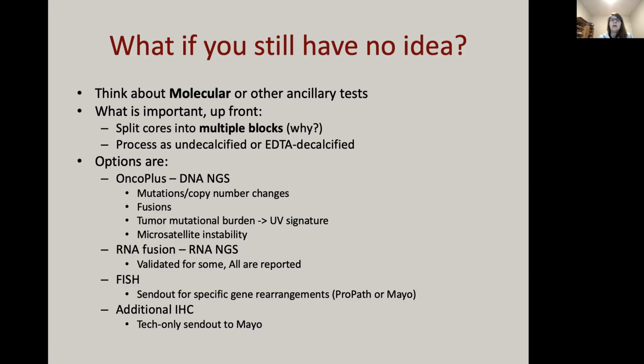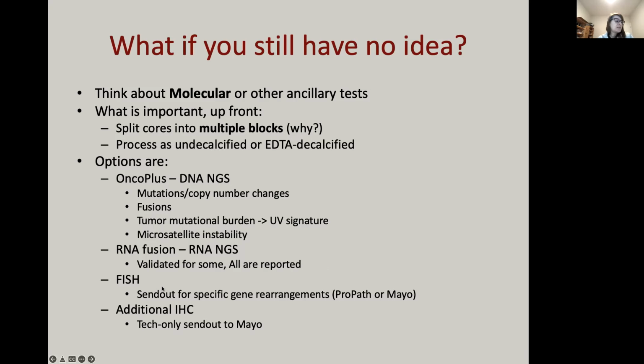What are our molecular options, and what can we do in non-decalcified or EDTA decalcified tissue? We can certainly do Oncoplus, right, for next generation sequencing: mutations, copy number changes, sometimes fusions, certainly things like tumor mutational burden, which, if high, may indicate something like an ultraviolet signature, and microsatellite instability. We found many answers on RNA fusion, and even though not all fusions are validated, all that they find are reported on an investigational basis, which is great. So we have those answers in our reports.